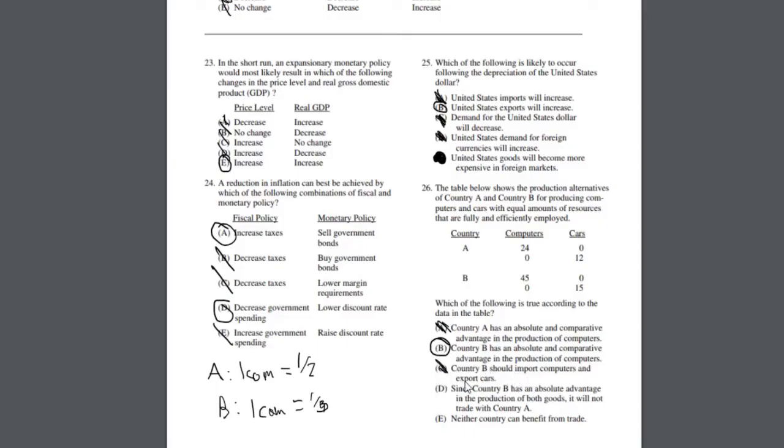So that's wrong. Country B has an absolute advantage in the production of both goods and will not need to trade. Nope, always need to trade. Neither country can benefit from trade. That's always going to be the wrong answer whenever you see it. So always cross the one out. Next page. And then we're done.